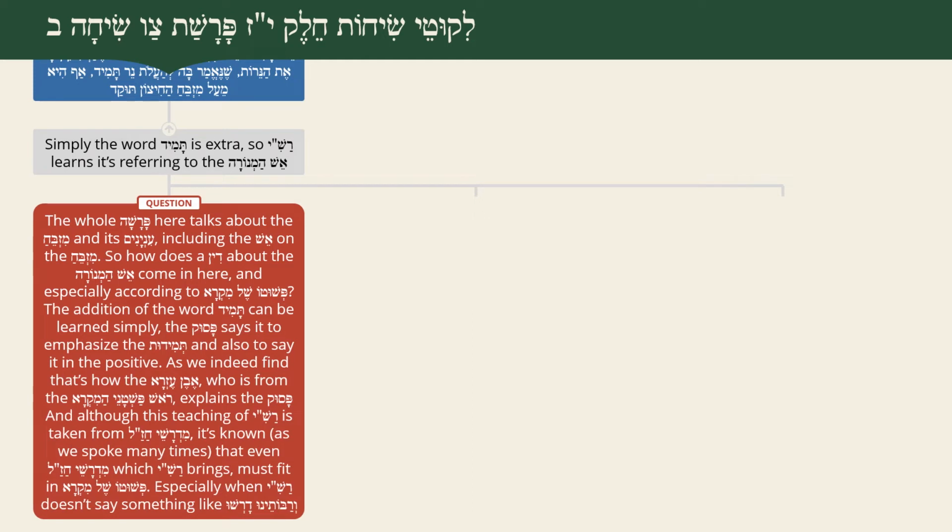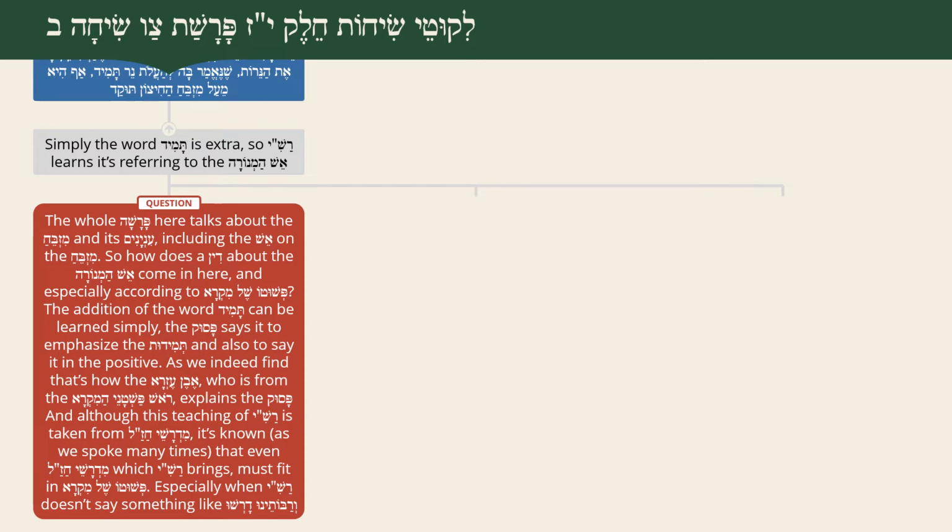However, it's not understood, and there are three questions here. The first question is, the whole parsha here talks about the Mizbeach and its inyanim, including the Eish on the Mizbeach. And so how does a din about the Eish HaMenorah come in here, and especially according to Pshuto Shel Mikra? What about the question that the word Tamid is extra?